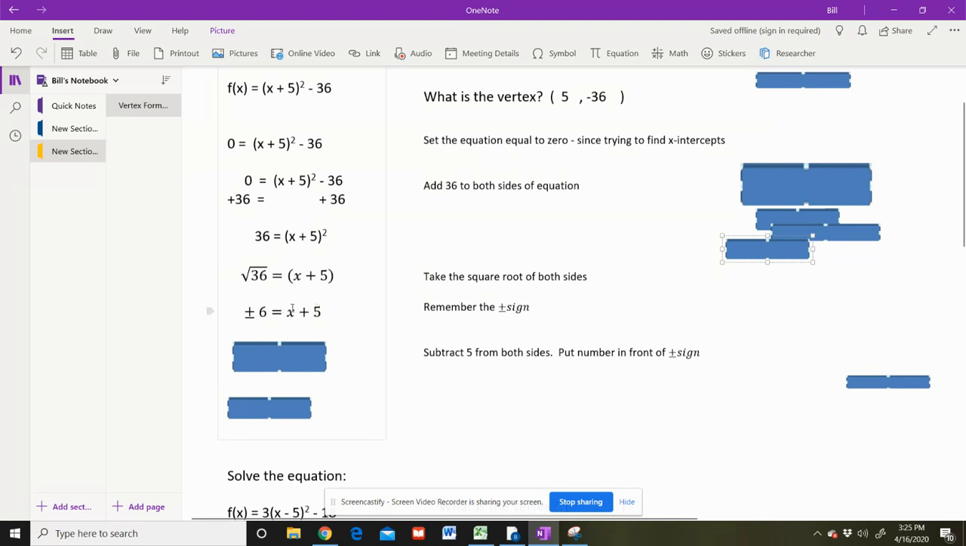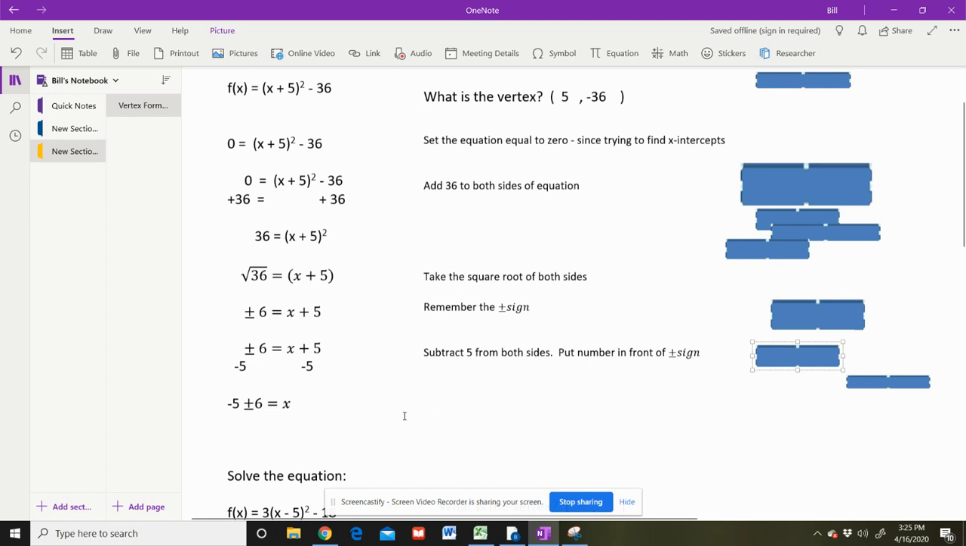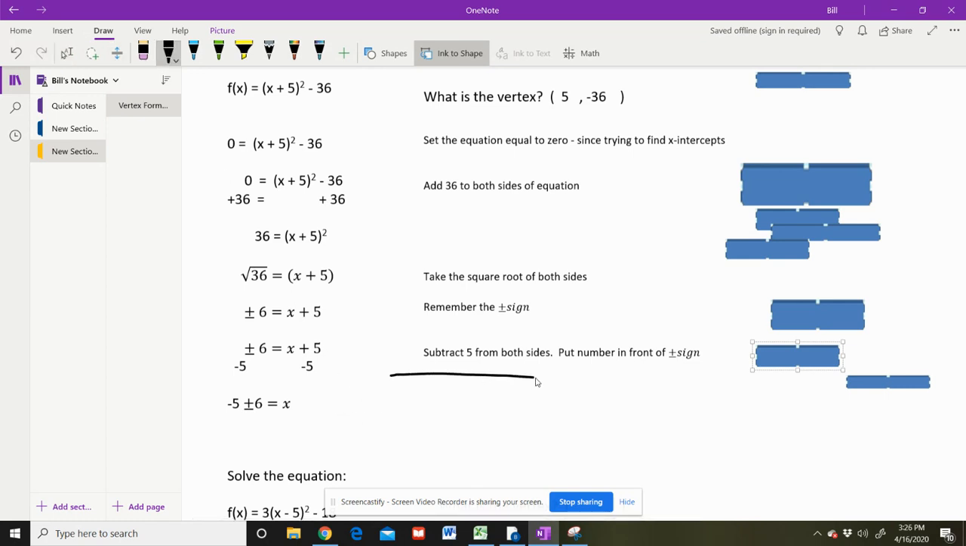Next step is we're going to just solve for x. So we have to do the opposite operation. We're going to subtract 5 from both sides. And when we do that, we're going to put that minus 5 in front of the plus or minus sign. So we're not going to combine them right now. We end up with negative 5 plus or minus 6 is equal to x. So if we were to solve this out, remember we can sort of do that T diagram. We can say, okay, x is equal to negative 5 plus 6.